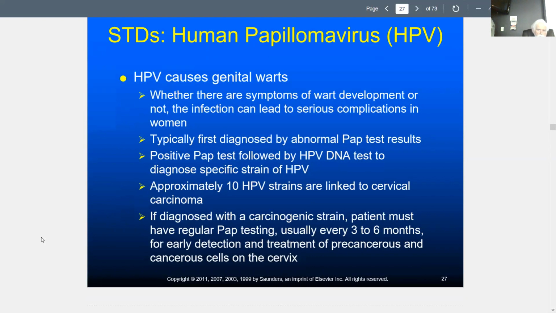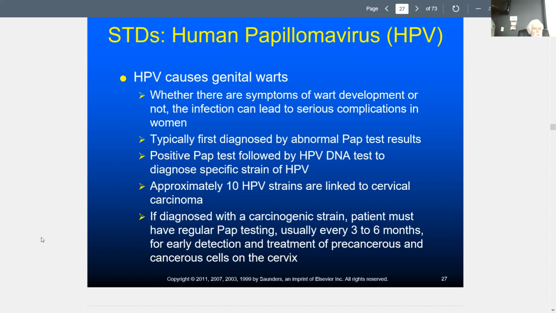So then we have human papillomavirus. Papillomaviruses cause warts. Your plantar warts, that's a papillomavirus. A wart on your skin, papillomavirus. There are something like 85 or 86 different strains of human papillomavirus. Ten of them cause cervical carcinoma. So we also have genital warts.